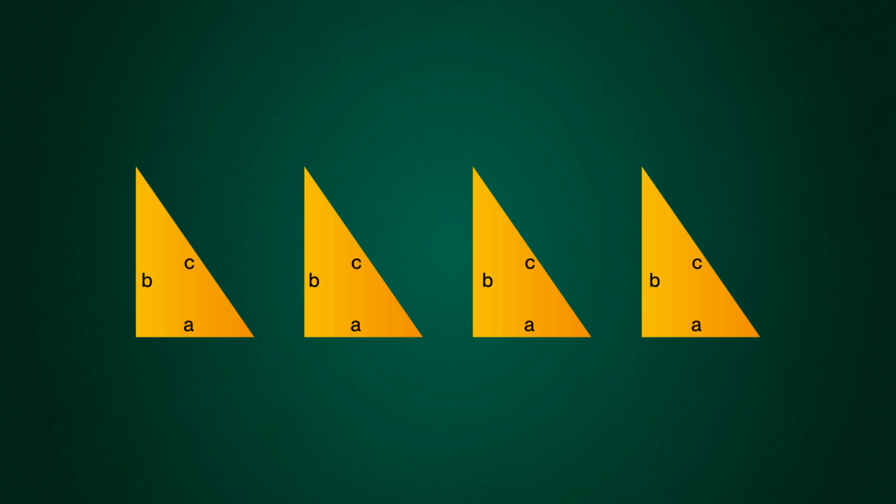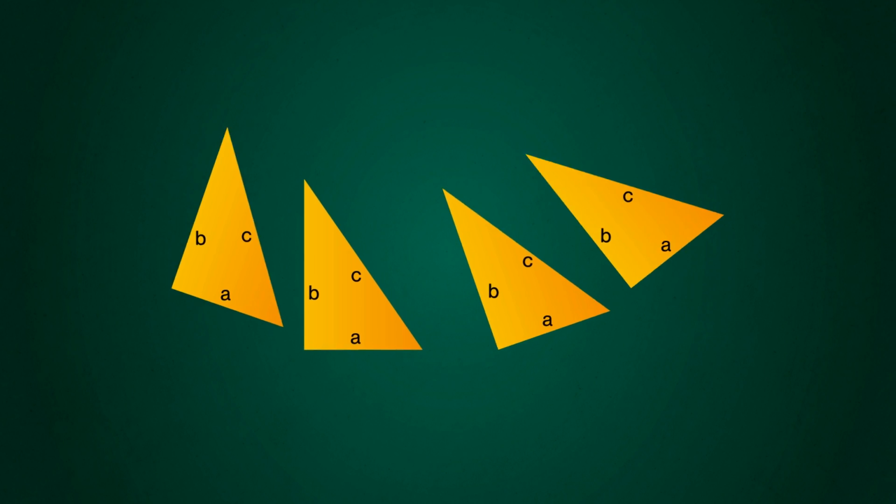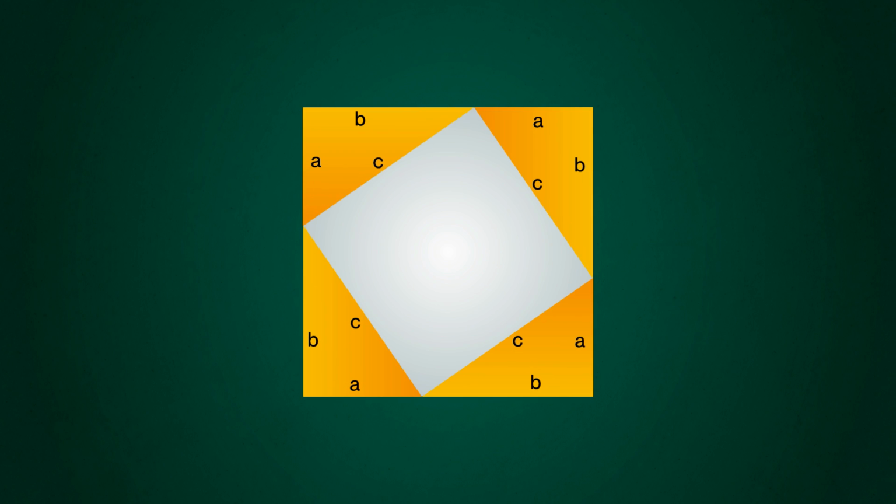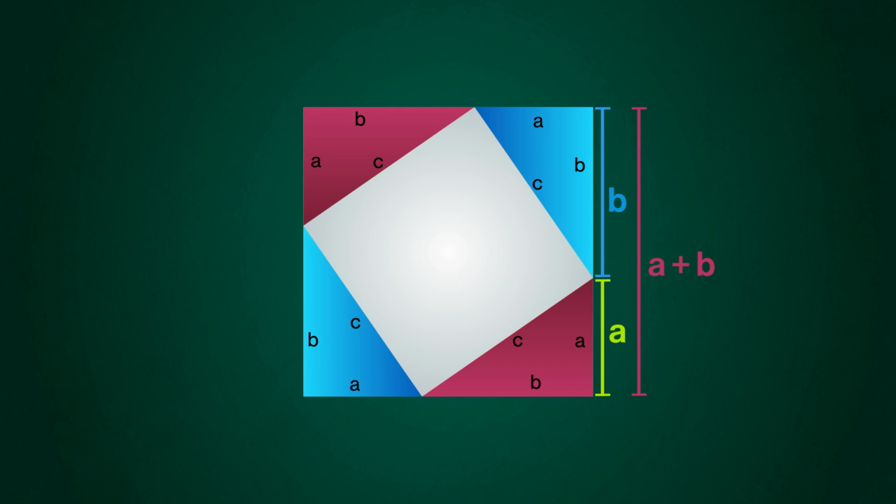First, take 4 identical copies of any right triangle and arrange them in a square, with the hypotenuse of each triangle facing the middle. Since each side of this new square is made of side A and side B from one of our triangles, that makes the length of each side equal to A plus B. The total area of the big square is the area of the 4 triangles plus this smaller square in the middle. And since the smaller square's sides are all length C, its area is just C squared.